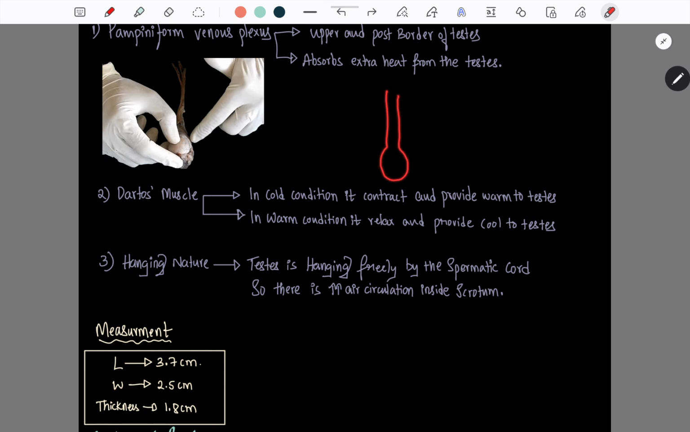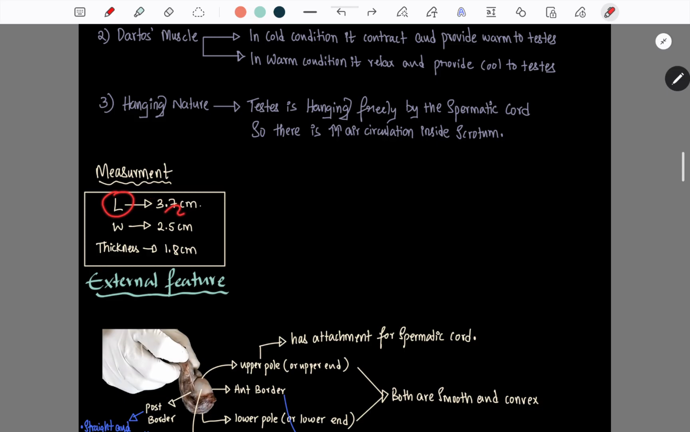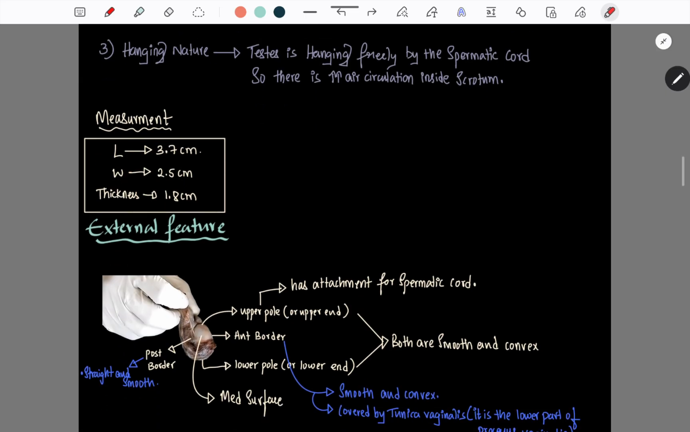Spermatic cord, testis, here is the scrotum. It hangs so that there is a space inside for the air conditioning to happen. Measurement: length is 3.7 centimeter, width is 2.5 centimeter, thickness is 1.8 centimeter.